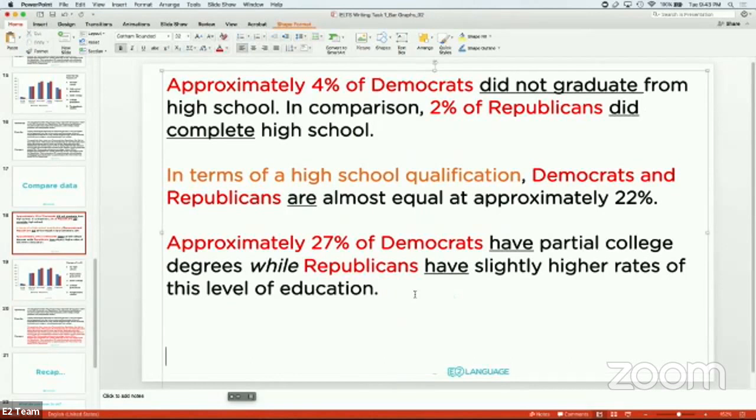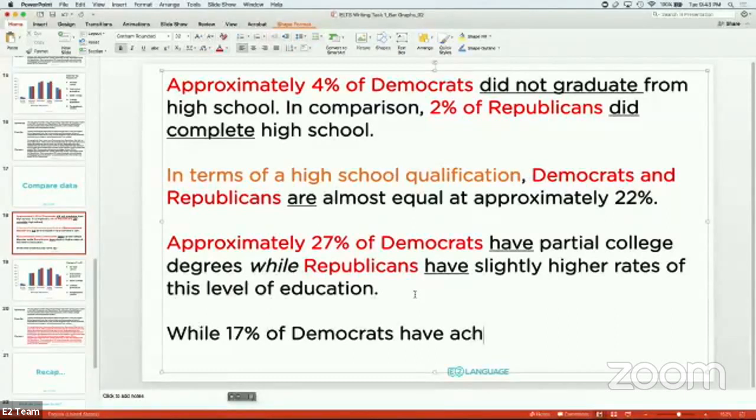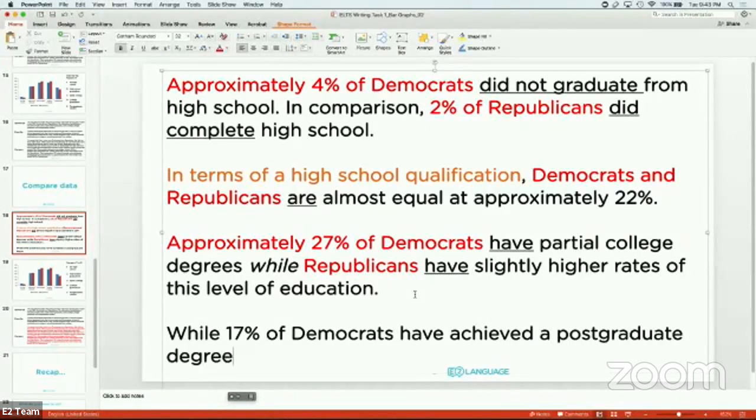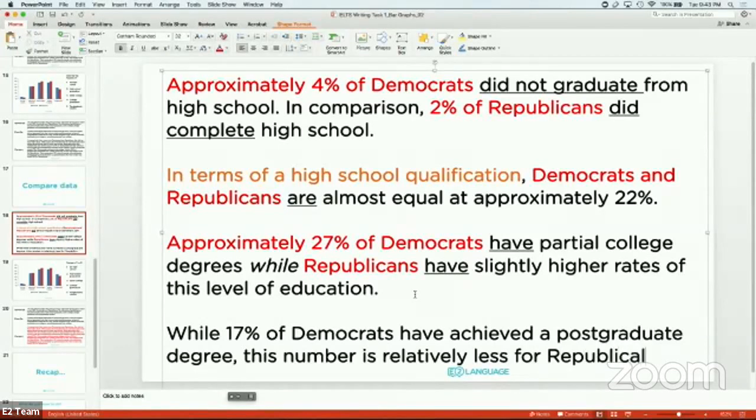Okay, so I'm going to say, while, I can't remember the number. What was it again? 17%. While 17% of Democrats have achieved a postgraduate degree, this number is relatively fewer or less for Republican voters.